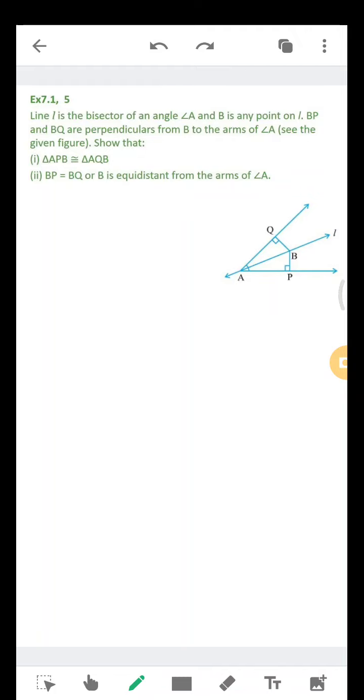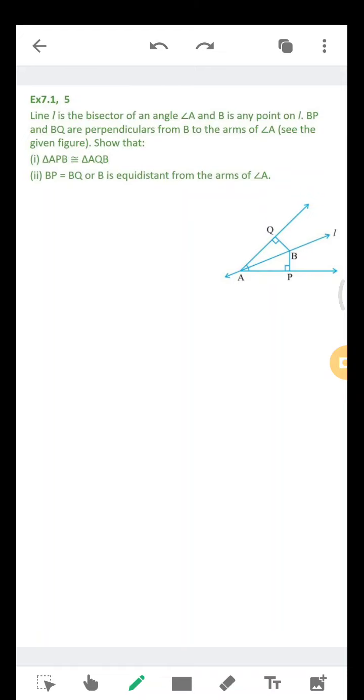So perpendicular means this angle will be 90 degrees and this angle will also be 90 degrees. So we have got two 90 degrees, one in this triangle, another in this triangle. Now we have to show that triangle APB is congruent to triangle AQB. We have to prove these two triangles are congruent, and BP is equal to BQ, or B is equidistant from the arms of angle A. We have to prove BP is equal to BQ. So if we prove these two triangles are congruent, then we can say that by CPCT.